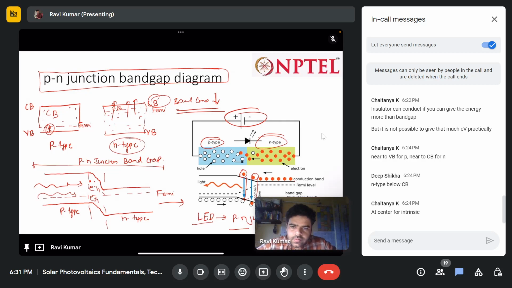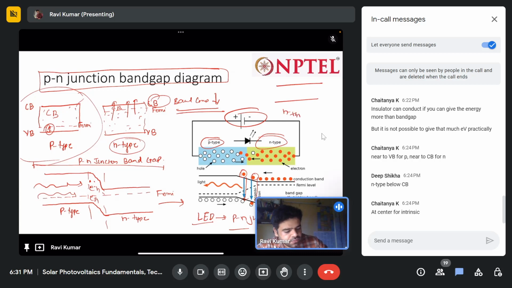Sir, the second one I didn't understand, sir. See, in case of p type, I'll draw here. Yes, sir. Okay, it's like I'm telling about n type only. So if these are acceptor atoms, let's say, or sorry, I'm telling about n type, so it should be donor.